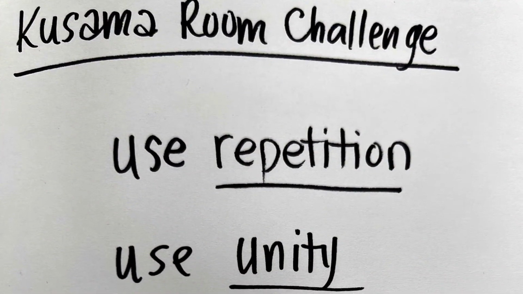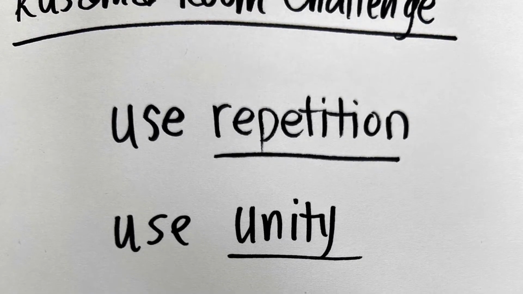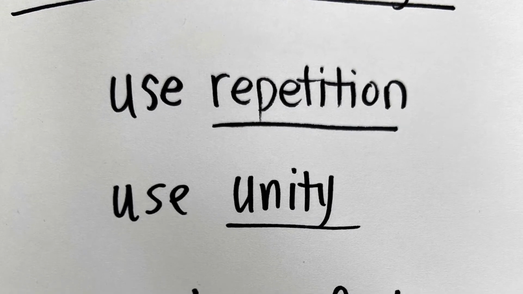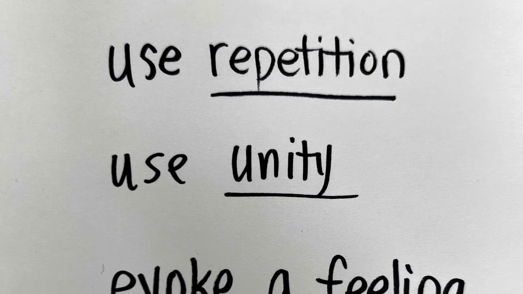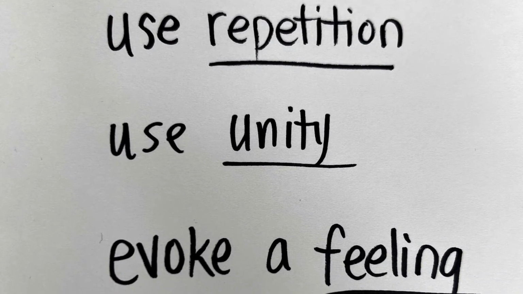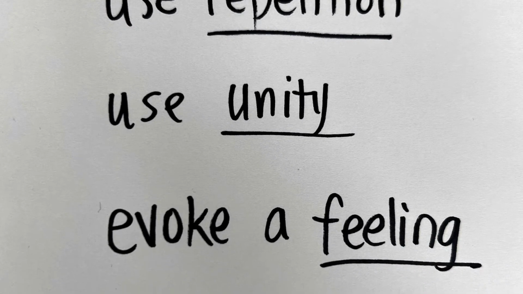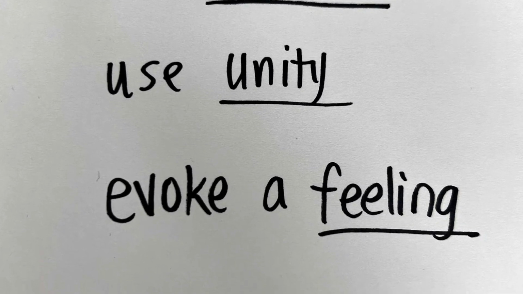So your job is to make a Kusama-inspired miniature room. I want you to focus on using lots of repetition. It doesn't have to look like a real place or a room. I want you to also unify the elements in your room. Somehow the room should all pull together, probably by using a lot of the same thing. I want your room to evoke a feeling. It could be a pleasant feeling or an unpleasant feeling.